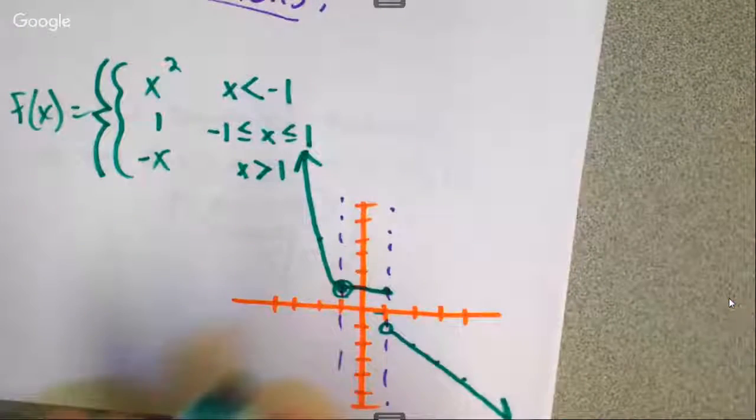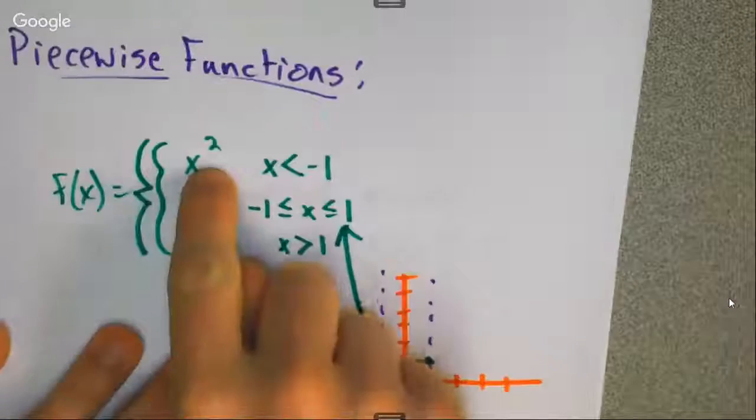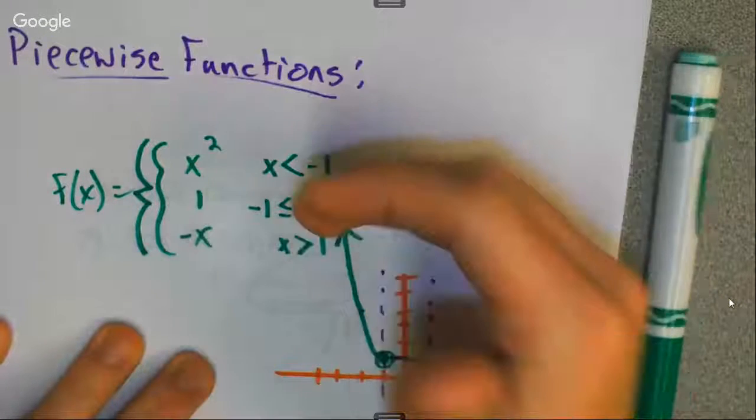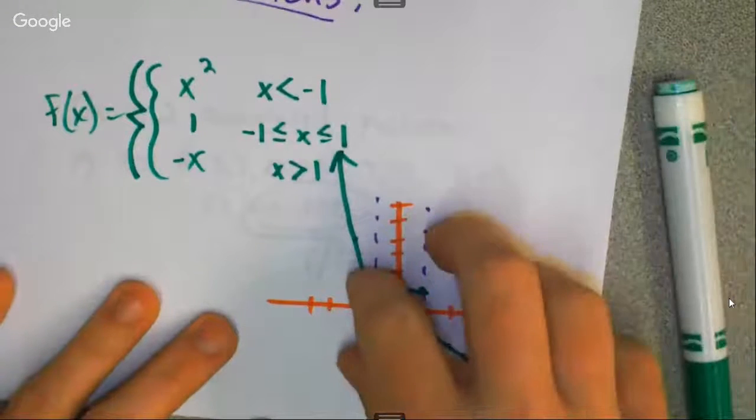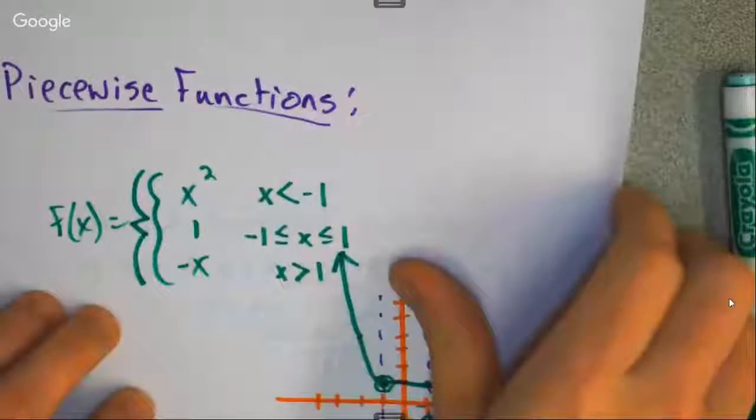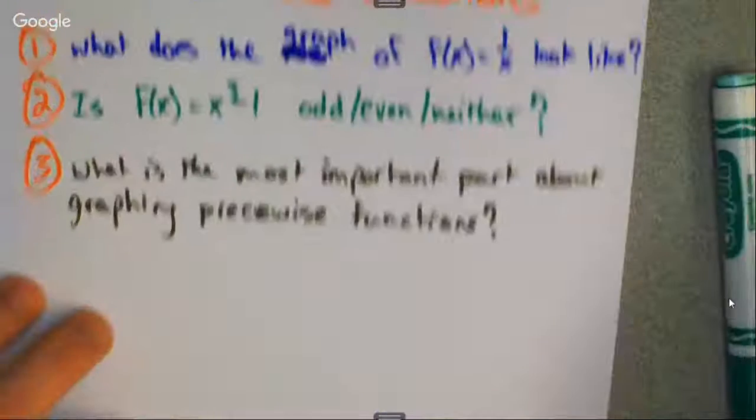So that is what a piecewise function is. It is multiple functions separated by domains to form one equation or one graph. Okay, so we're going to spend a little bit of time on those piecewise functions.